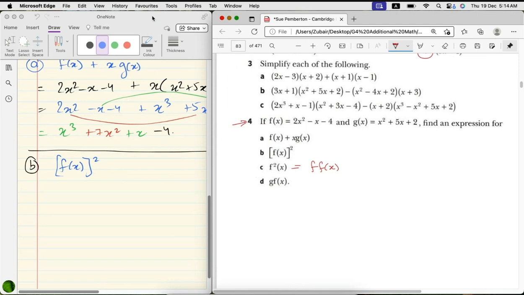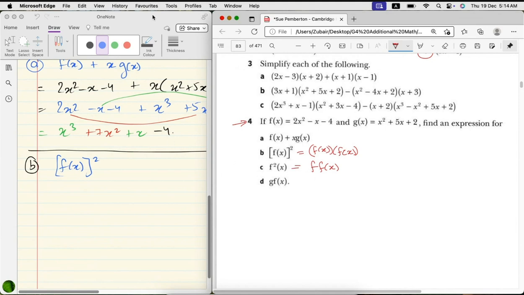Oh, so f squared x means that f is multiplied into f of x? No, the B part means f of x is multiplied with f of x. And then secondly, it's f is multiplied into f of x. That is substituted in that.